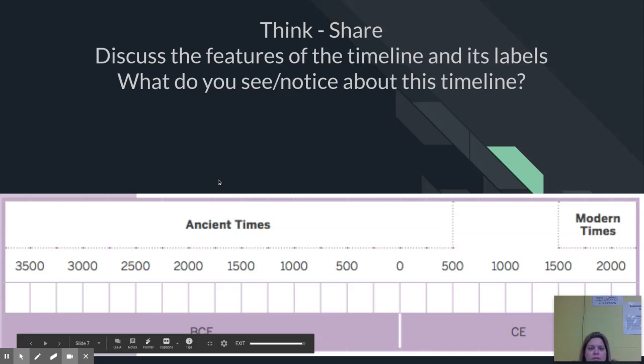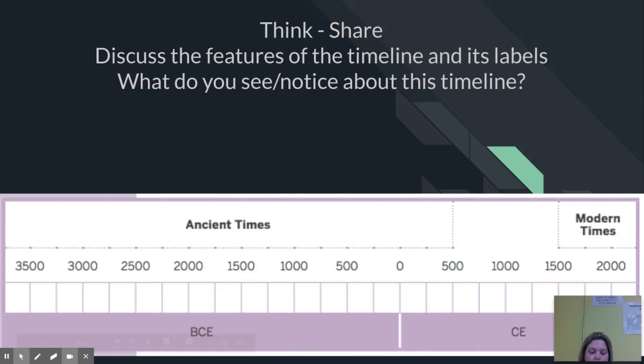Now, discuss the features. Okay, we're going to discuss the features and we're going to label them. If you were in the classroom right now, you would have this in front of you and we would be labeling it. But we don't have that option right now. So, look at the labels. What do you see and what do you notice about the timeline?